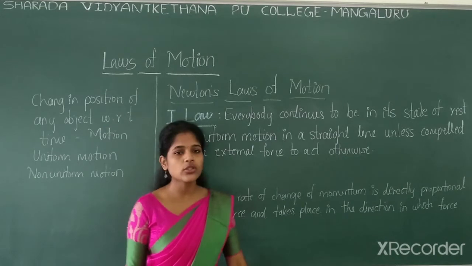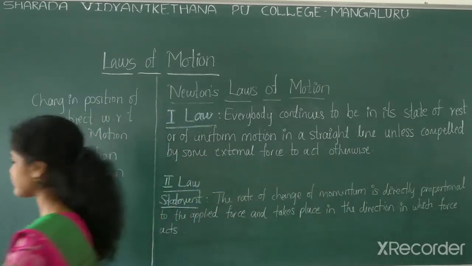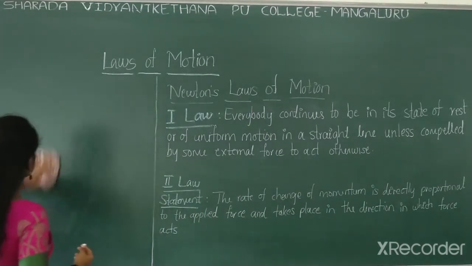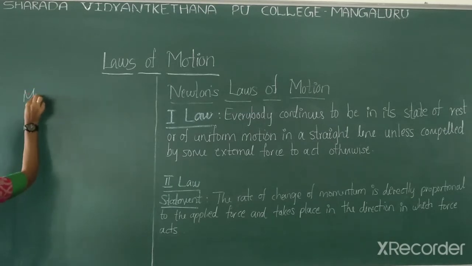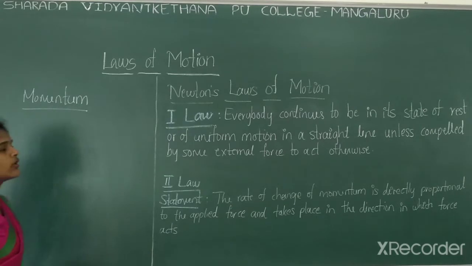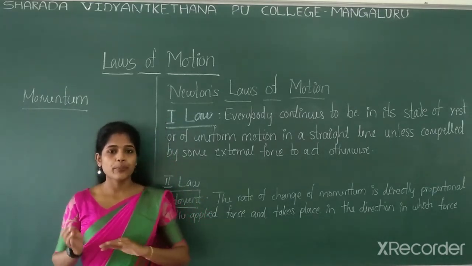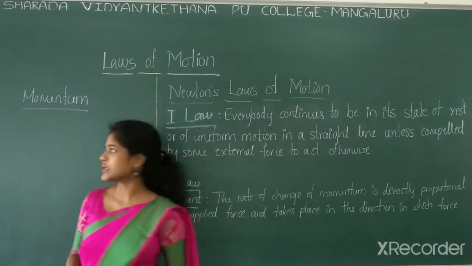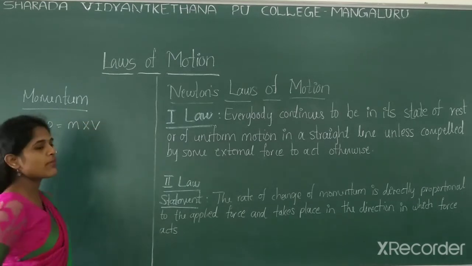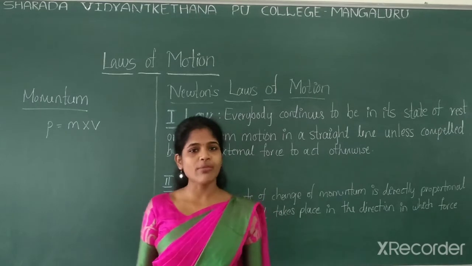Next, Newton's second law. So before going to Newton's second law, we will see about momentum. So momentum, we know that momentum is nothing but it is the product of mass and velocity. So P equal to mass times velocity. Okay, so how can we say momentum is a product of mass and velocity?